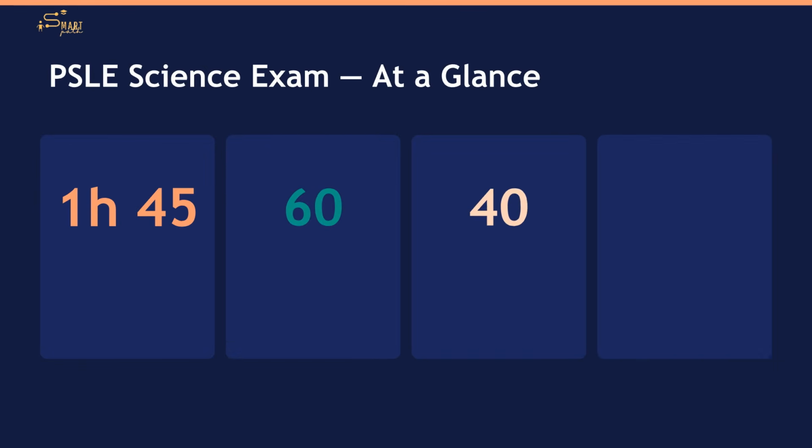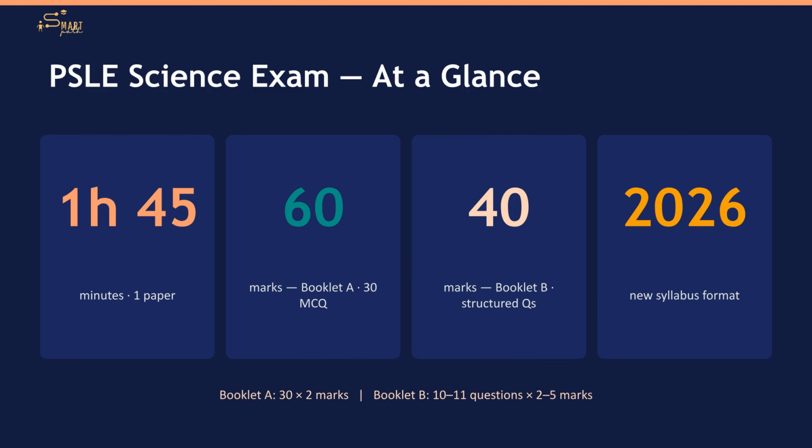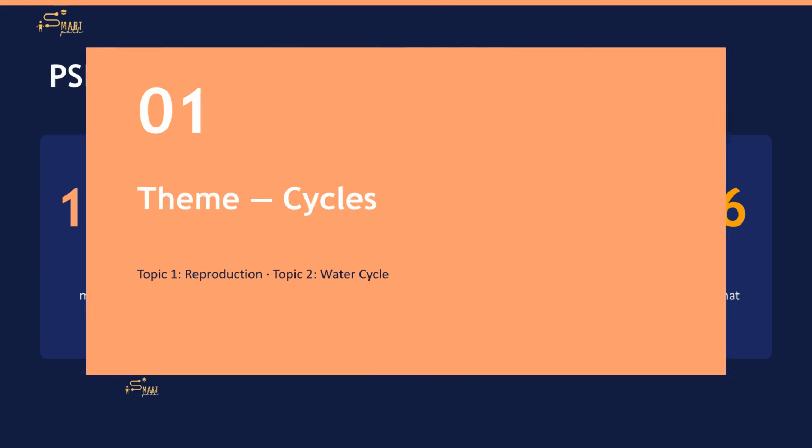The PSLE Science exam is a single 1-hour 45-minute paper. Booklet A has 30 MCQ worth 2 marks each, 60 marks total. Booklet B has 10 to 11 structured questions worth 2 to 5 marks each, 40 marks total. Booklet B is where inquiry skills matter most.